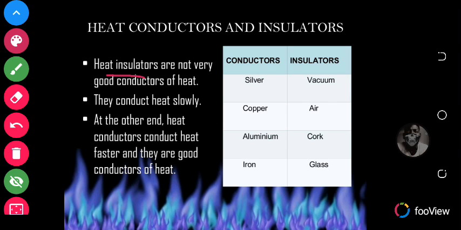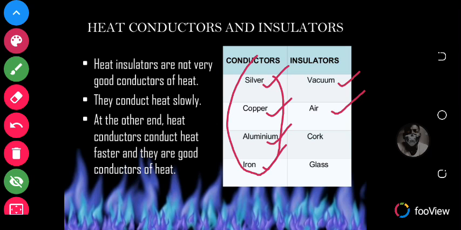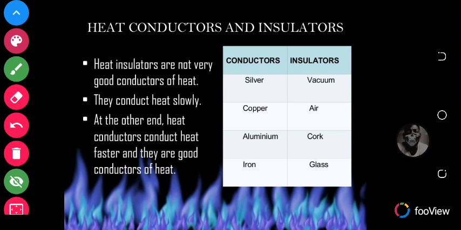And those that are good conductors of heat are called conductors, heat conductors. At the other end, heat conductors conduct heat faster and are good conductors of heat. Let's look at examples of conductors. We have silver, copper, aluminium, and iron. These are all metals. Examples of insulators are vacuum, air, cork, glass, and wood. So wood is also an insulator, and rubber as well.